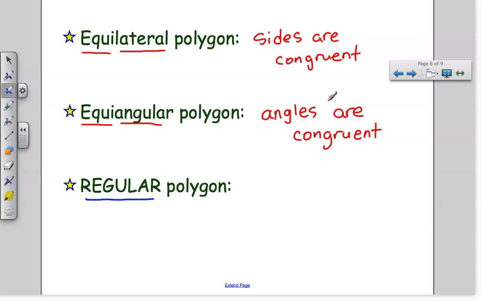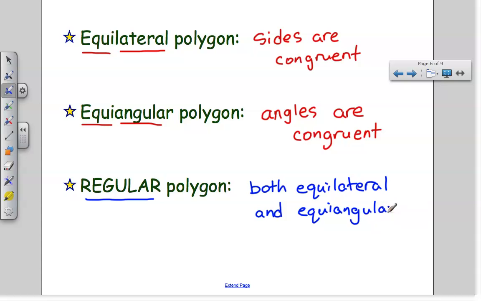A regular polygon has all angles congruent and all sides congruent, meaning that it's both equilateral and equiangular. Equilateral, of course, meaning all the sides are congruent, and equiangular, meaning all of the angles are congruent. So a regular polygon has both. All sides and angles are congruent. Remember, the symbol for congruent there, equal with the tilde.